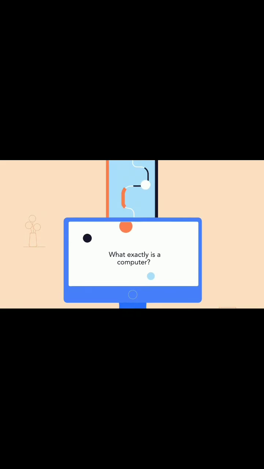A computer is an electronic device that manipulates information or data. The computer sees data as ones and zeros, but it knows how to combine them into much more complex things, such as a photo, movie, website, game, and much more.